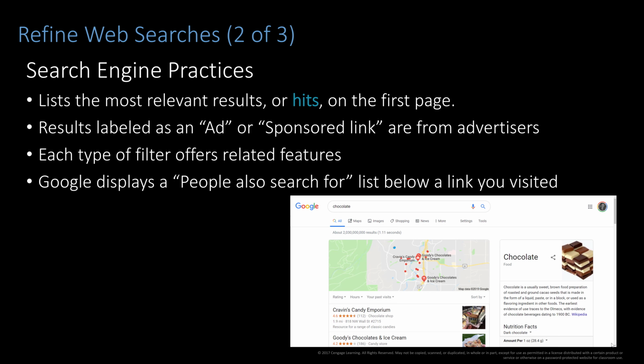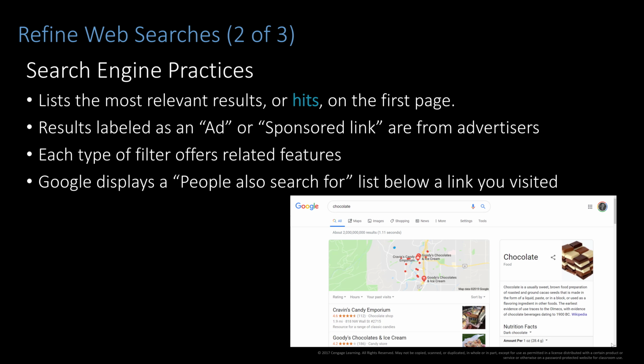So search engine practices list the most relevant results or hits on the first page. Now, let's be clear. What we're really going to see on the first page now, especially for Google, is ads. It's not till we scroll down that we get to what's called the native or the non-paid search results. Okay? Here's a great example. Just this morning before creating this, I searched chocolate.